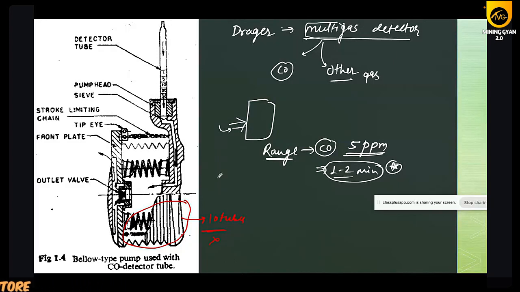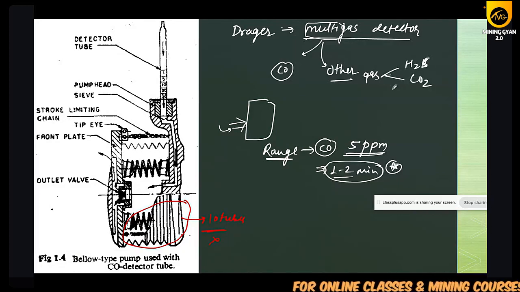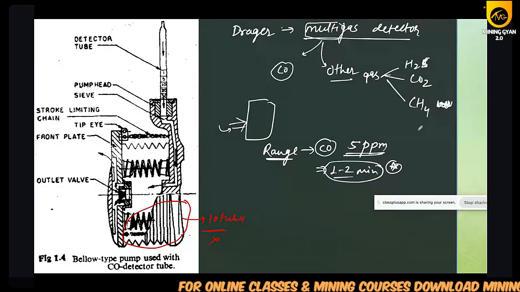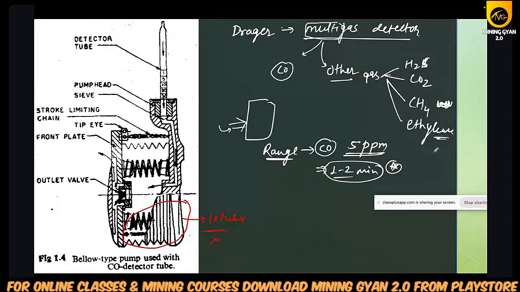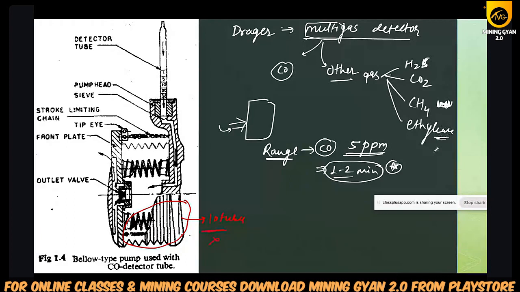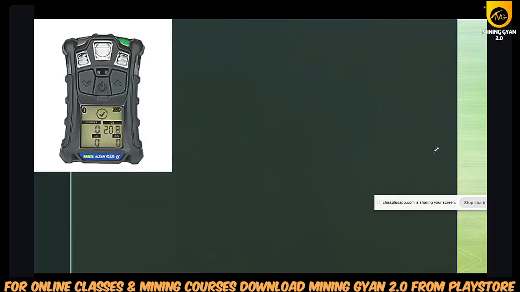And in the multi gas detector, if you want to find out other gases, you can find H2S, CO2 percentage, you can also find methane, and ethylene, and others also. So that is the basic idea for you. So this is the fourth.